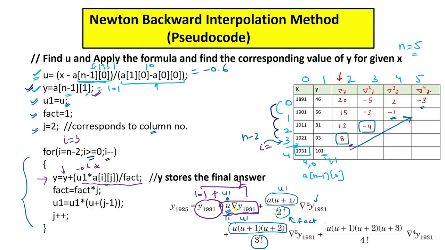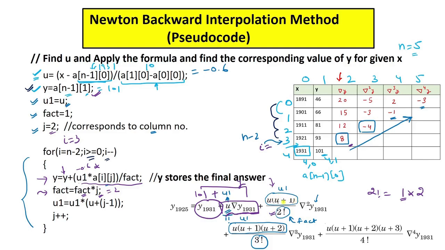Now I am done with these two terms. Now I will move on to the preparation of the next terms. For the next term I need u1 and I need the factorial. The factorial, 2 factorial, can be written as 2 multiplied by the previous one. The previous factorial was 1, so I am saying the previous factorial multiplied by this j value. The j value is currently 2, so 2 multiplied by 1 is 2. So fact is 2.